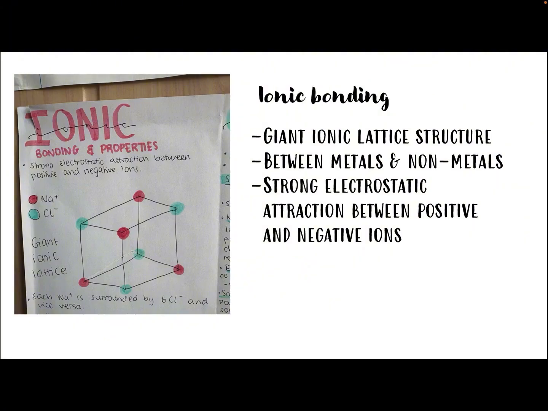So, the bonding between the non-metal and the positive metal is called an ionic bond, and this is formed from the strong electrostatic attraction between positive and negative ions. Here in the diagram, sodium is bonded to chlorine, and this forms a giant ionic lattice with each sodium being bonded to a chlorine atom.